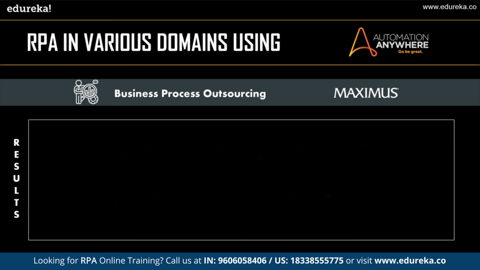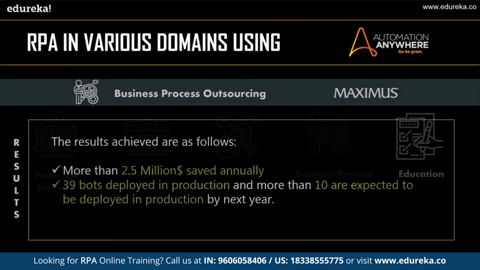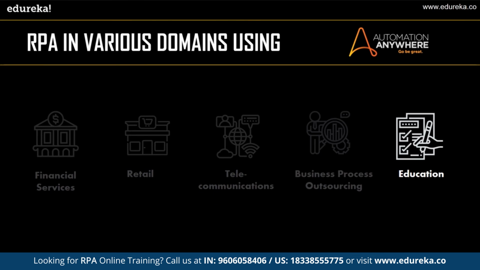The result of Maximus using Automation Anywhere was that more than $2.5 million were saved annually and 39 bots were deployed in production, and more than 10 are expected to be deployed in production by next year. So that was about RPA and BPO, guys. Now let's move on to our final domain, that is RPA in education.